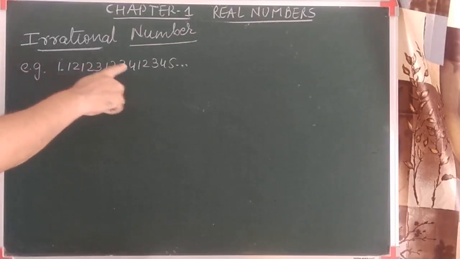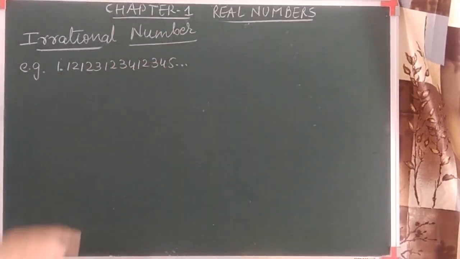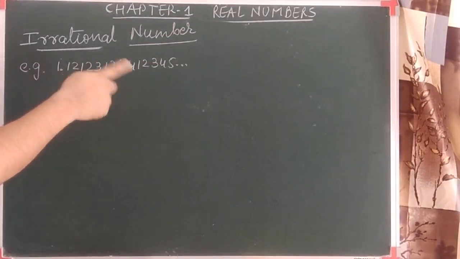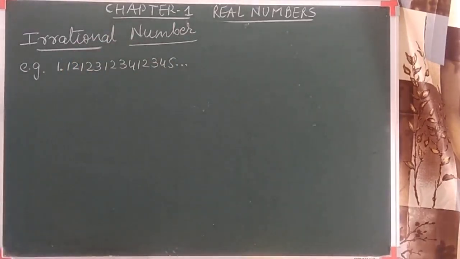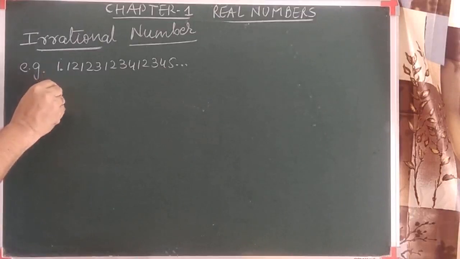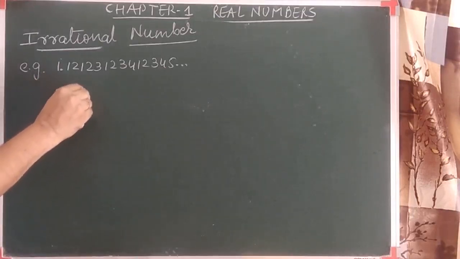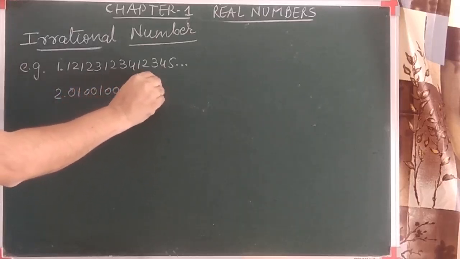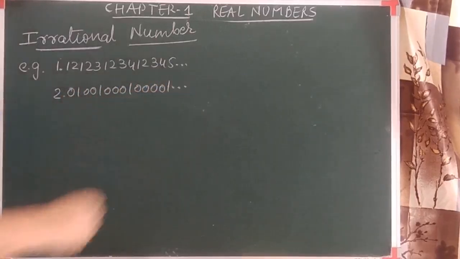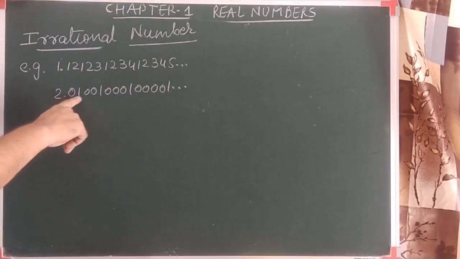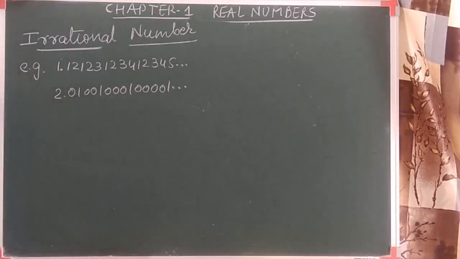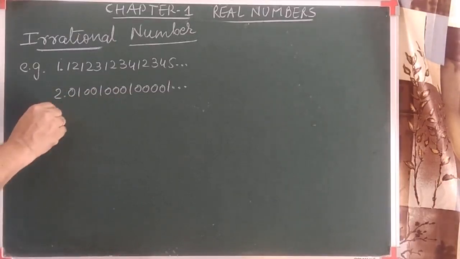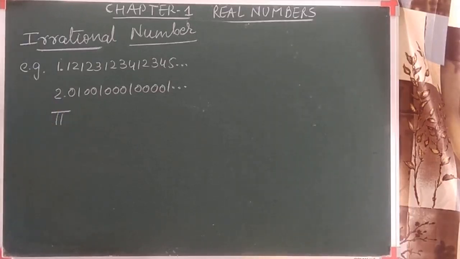If it is 1, 2, 1, 2, 1, 2, 1, 2, we can say it is reoccurring. But you can see that it is 1, 2, then 1, 2, 3, then 1, 2, 3, 4, then 1, 2, 3, 4, 5. We can write one more example like 2.01001000100001, like many numbers. Again, if the pattern were 010101 it would be reoccurring, but here it is 01, 001, 0001, like this, so it's an irrational number. We discussed earlier also that pi is an irrational number.